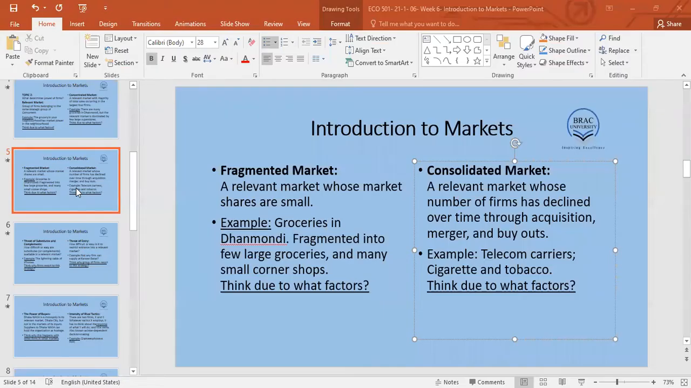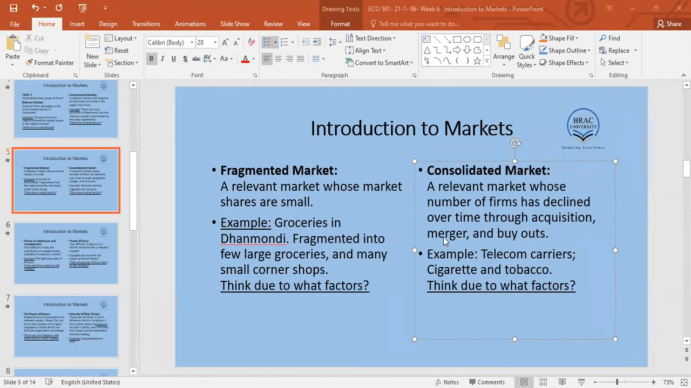Another one is that the large firms buy up the small firms. This is called acquisition. Now, what happens in mergers and acquisitions? You tell me from common sense. If large firms end up buying small firms, or the various firms end up merging, then the number of firms starts to reduce in the market, right? Yes, sir. This is known as consolidation. Consolidated markets are relevant markets whose number of firms has declined over time because firms have been acquired, merged, or there have been buyouts.